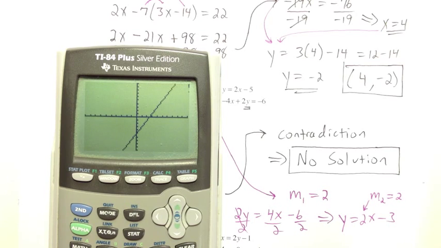And there's our first line, and here comes our second line. As you can see, those look parallel. The fact that they have the same slope proves they're parallel, and if you're looking for a point of intersection, there's not going to be one anywhere for parallel lines.